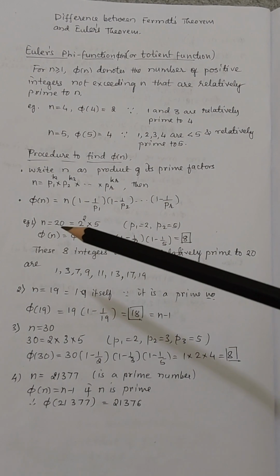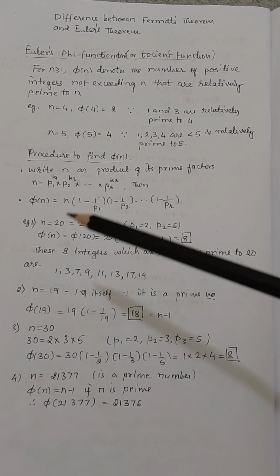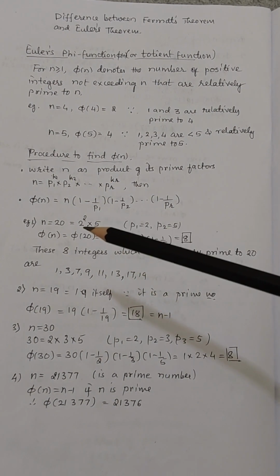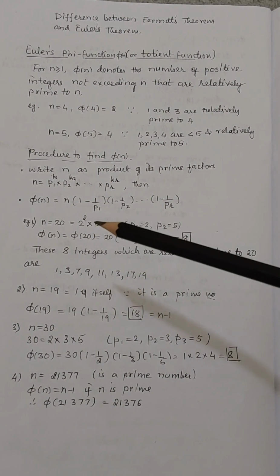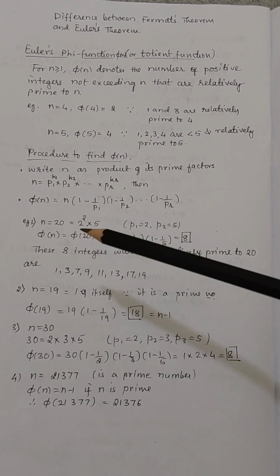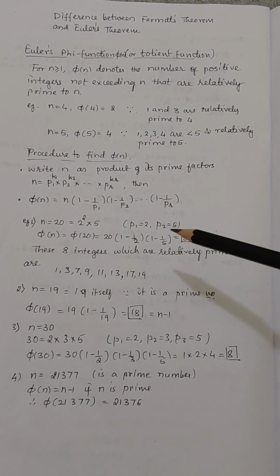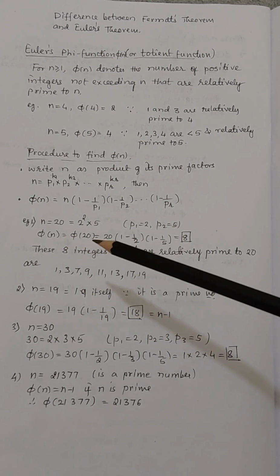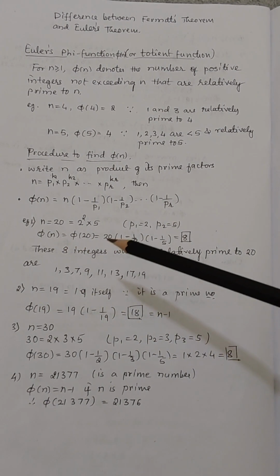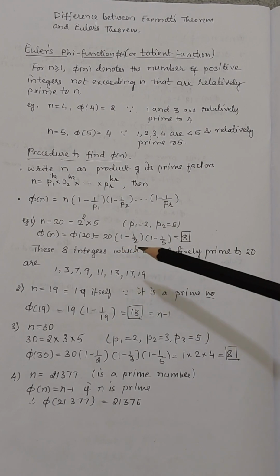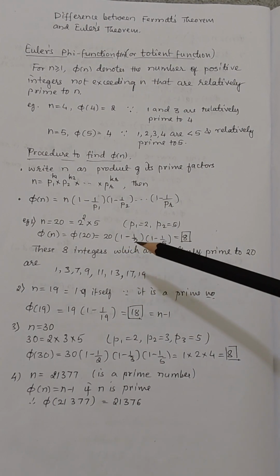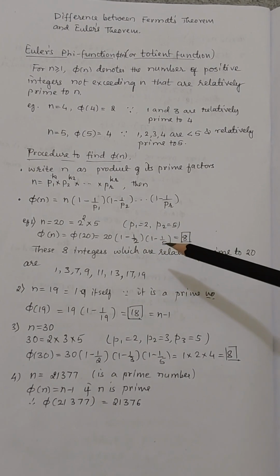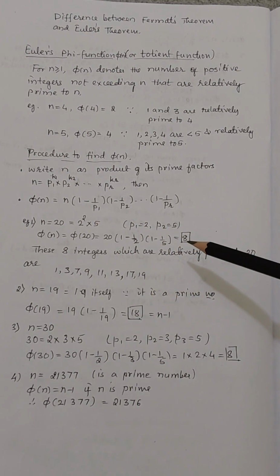In this example, say n is 20. First we write it as a product of prime factors. The prime factors are 2 and 5. So p1 is 2, p2 is 5. So phi of n, which is phi of 20, is n, which is 20, into 1 minus 1 by p1, p1 is 2, into 1 minus 1 by p2. And this gives you the number 8.